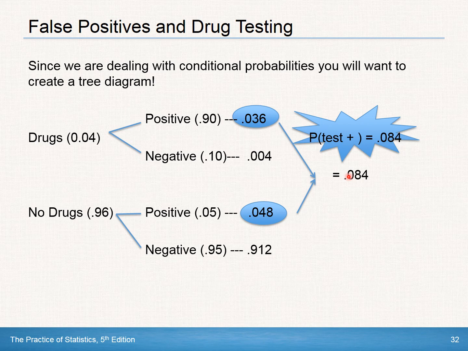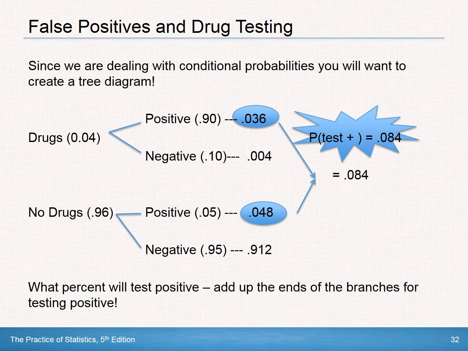This would be difficult to do without the tree diagram. So please, if you got 2 things going on, draw the tree diagram, label all the branches with the probabilities, get the end of the branches, and then look and see what your question's asking. Okay, so what percent will test positive? Add up the ends of the branches for testing positive.